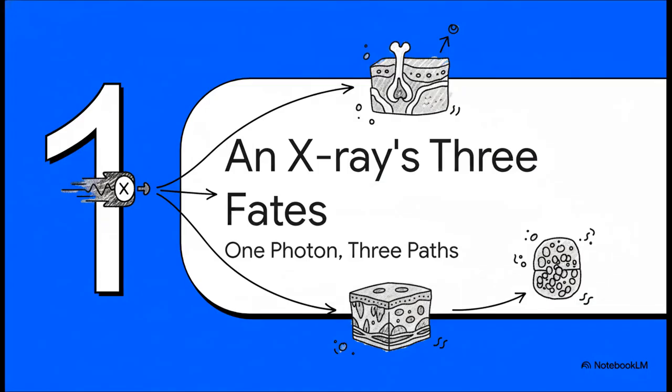All right, let's kick things off. I want you to picture a single X-ray photon, just this one tiny packet of energy, hurtling towards a patient. The second it reaches the body, it comes to a fork in the road. It has to choose one of three paths. And believe me, the path it takes changes everything.